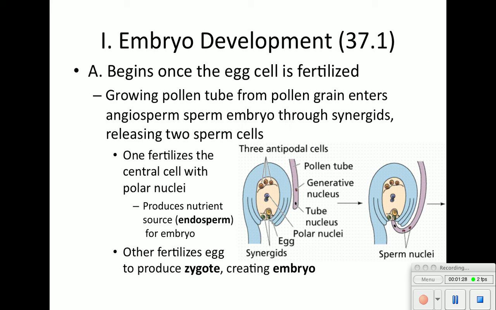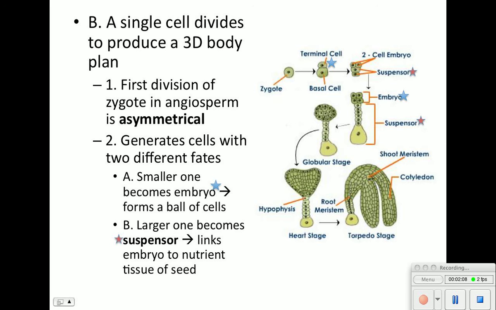Okay, so first off, embryo development. This begins once that egg cell has been fertilized. And so how does it get fertilized? The pollen tube grows once that pollen grain enters the angiosperm, and it goes through the synergids and thus releases 2 sperm cells. And so remember, the 2 sperm cells undergo double fertilization. One of them fertilizes the central cell with the polar nuclei, and that's the cell that produces the endosperm. So it's like nutrition for the embryo. And the other one fertilizes the egg, producing a zygote, which turns into the embryo. So this was double fertilization in the angiosperm. So that's nothing new here.